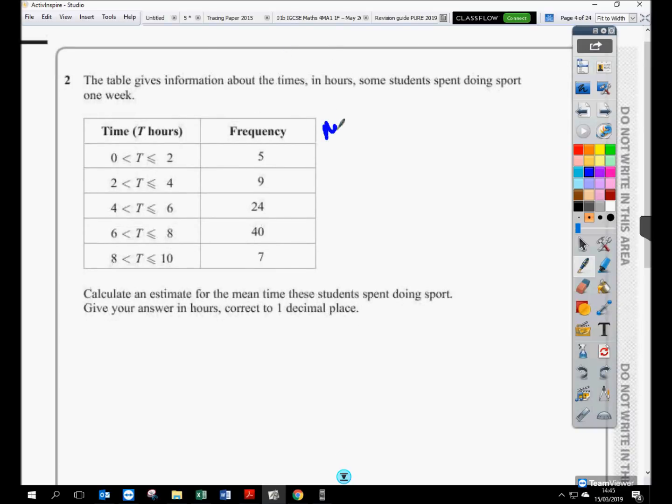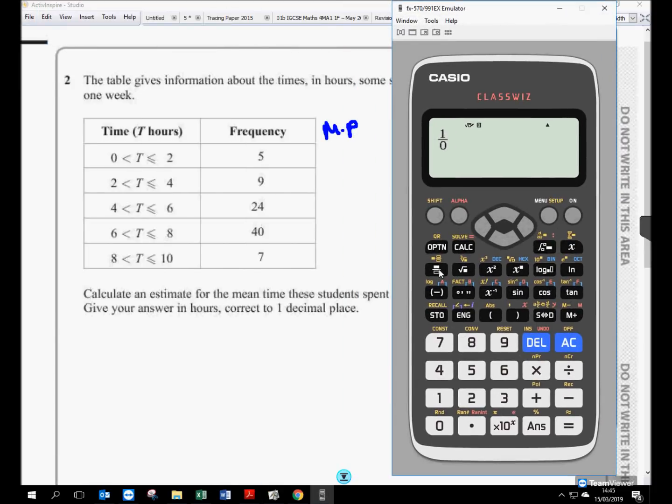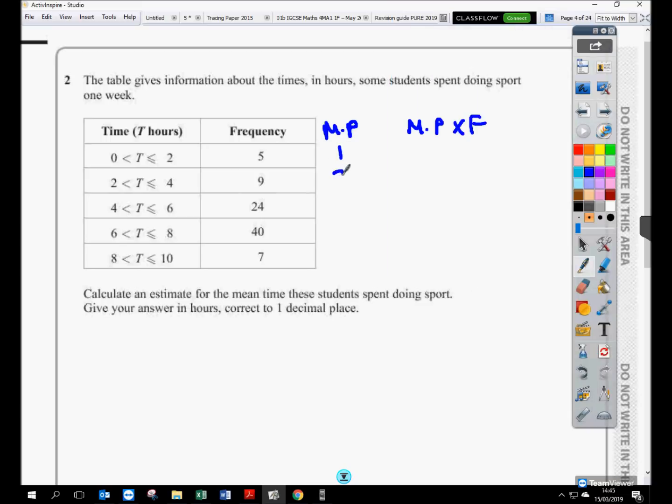Next. Calculate an estimate for the mean. For the mean, you need two extra columns. One is midpoint, and the next one is midpoint times frequency. If for whatever reason you are unable to work out the middle of 0 and 2, there is a way. There's a button on the calculator. Using the fraction button, you can add the two numbers together, so 0 add 2, and then divide by 2. So the middle of 0 and 2 is 1. And you can write down all the midpoints.